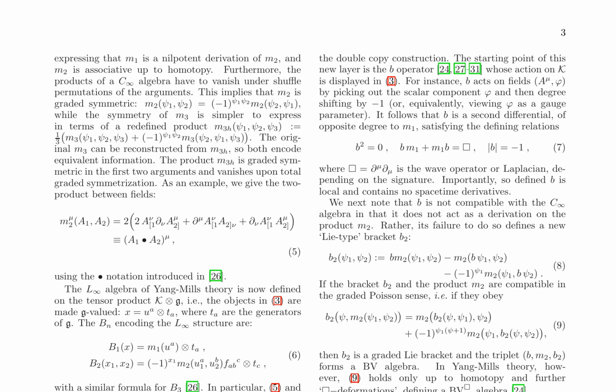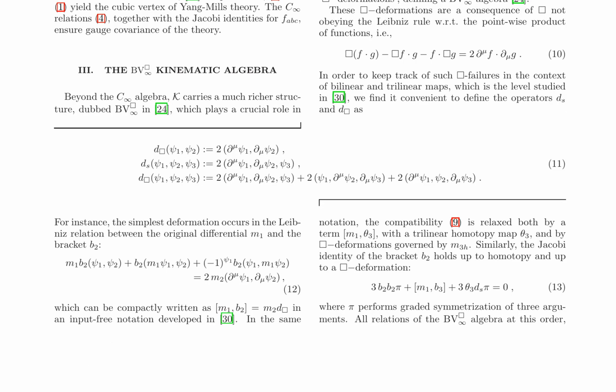The authors then introduce the BV-square-infinity algebra, which is a richer structure that plays a crucial role in the double copy construction. The B operator is a second differential that acts on K and satisfies certain defining relations, including B² equals 0 and Bm1 plus M1b equals square. The B operator is not compatible with the C-infinity algebra, and its failure to act as a derivation on the product M2 defines a new Lie type bracket B2.